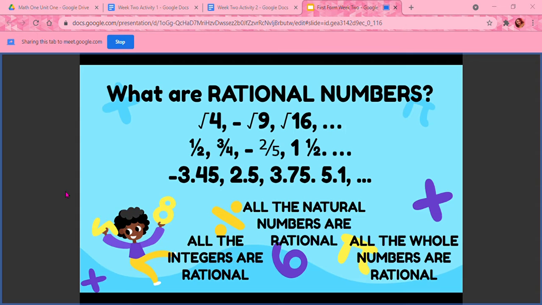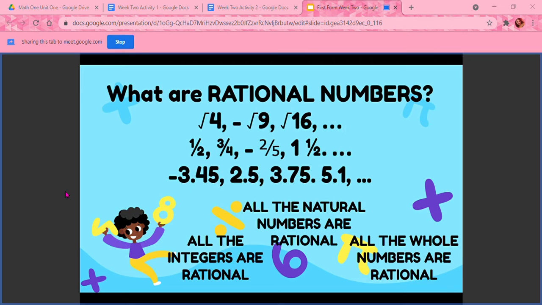So if you don't know which decimals those are, you could easily go to your calculator and change it to a fraction. For example, 2.5. Who can tell me what is 2.5 as a fraction? Two and a half. Very good, Ernest. What about 3.75? Three and three quarters. Very good, 3 3/4.